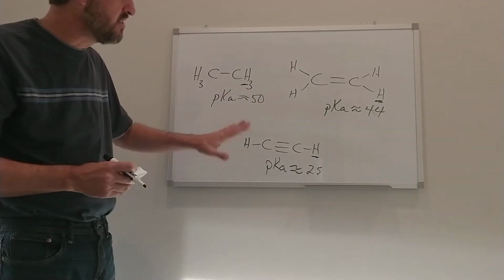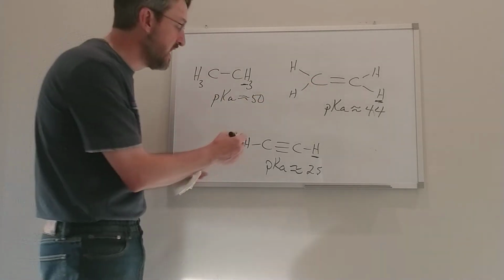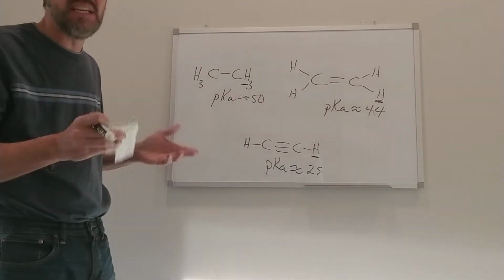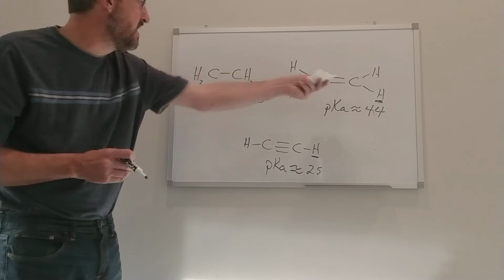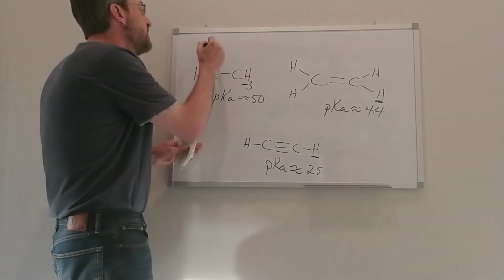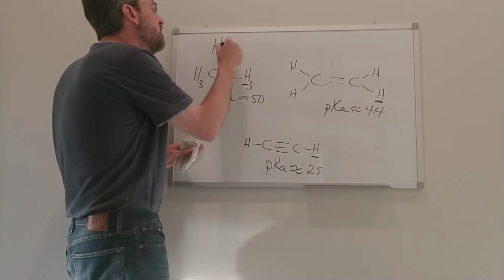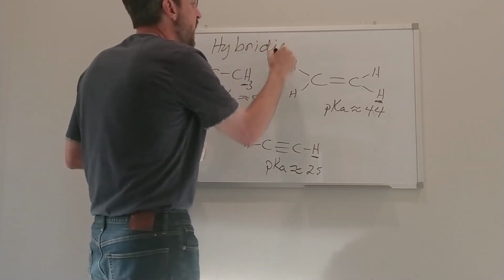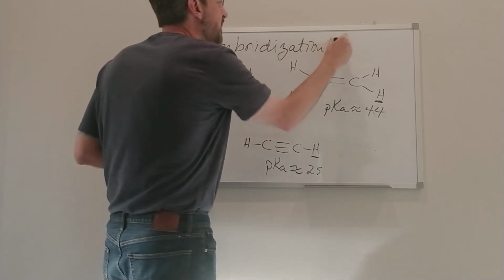So realistically, in terms of thinking about things as an acid, this is the only one here, the alkyne, that even remotely would have any acidic properties whatsoever. These two are pretty much not acids at all. And this is a case of the so-called hybridization effect.